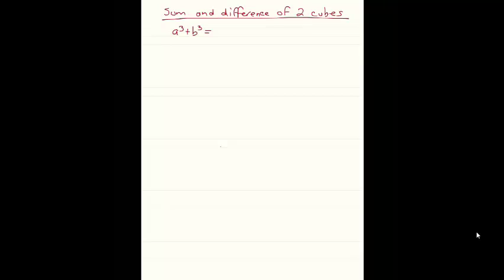So a cubed plus b cubed will factorise to a plus b outside of a squared minus ab plus b squared. And a cubed minus b cubed factorises to a minus b outside of a squared plus ab plus b squared. Now this can be very confusing trying to figure out which one's which, and they're so similar.